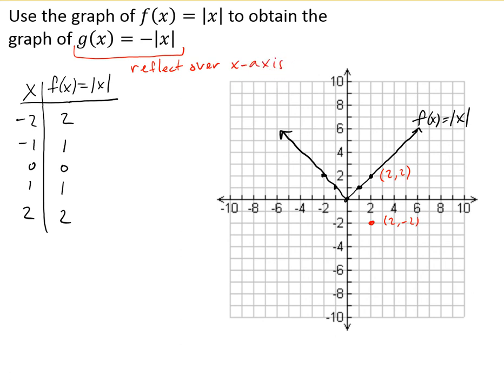So we're just going to take each of the other points and reflect it or flip it over the x-axis. That point at the origin there is on the x-axis, so it would stay there when we reflect it. Reflect this over the x-axis, reflect it over the x-axis. So that gives us this upside down V shape as the graph of our function g of x.